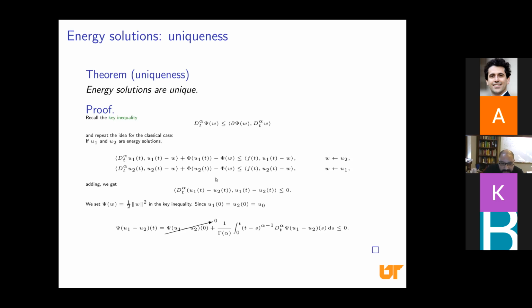And we have that quantity at every time t is equal to the fractional integral of its Caputo derivative, but that is bounded by something that is non-positive, and so this quantity is non-positive, so the two solutions must coincide. So very quickly and very easily, because of this key inequality, we can get uniqueness of energy solutions.